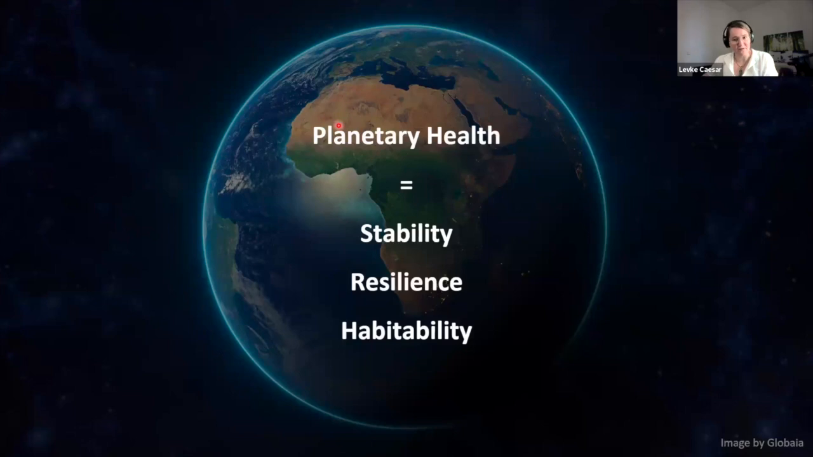But our understanding of the Earth system indicates that the factors that determine the stability, resilience, and habitability are not permanent or guaranteed. So let me illustrate this in more detail. When we talk about planetary stability, we refer to the Earth's capacity to maintain relatively constant conditions over extended periods of time. For example, the last 12,000 years of the Holocene.